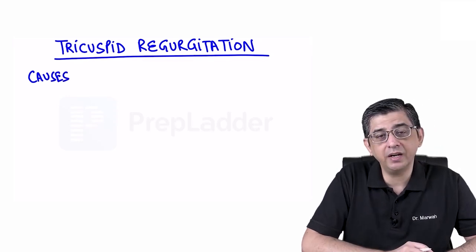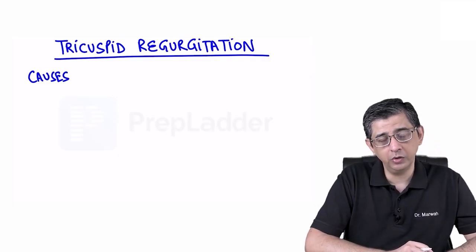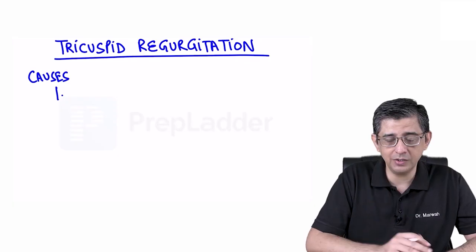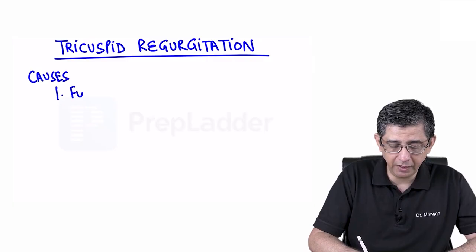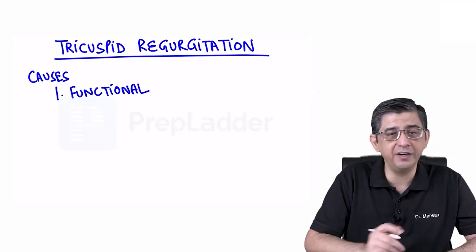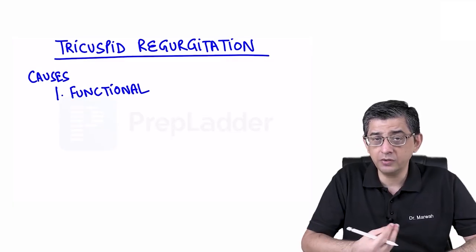Initially in the question, he might have at least one option that could be talking about causes. Now, when I talk about the causes part, most of the cases of tricuspid regurgitation would be of the functional variety. And what I mean by functional is that there is no problem with the valve leaflets. There is no problem with chordae tendineae or papillary muscles. So what's really going on?